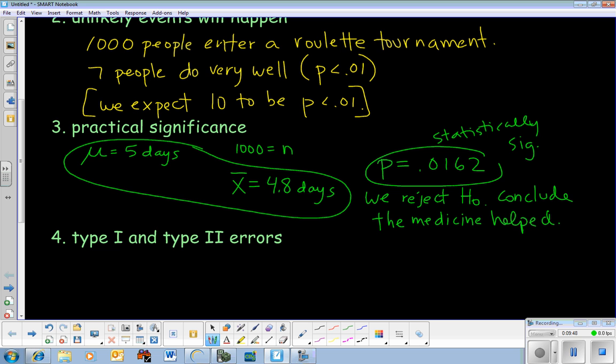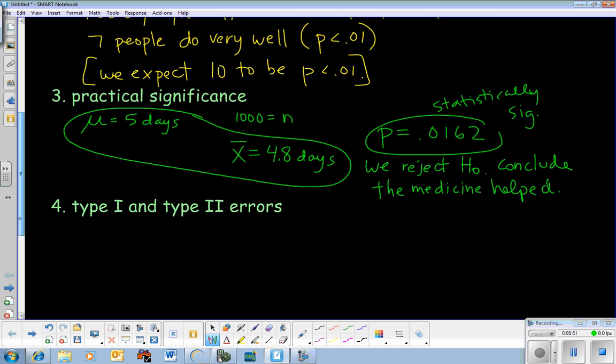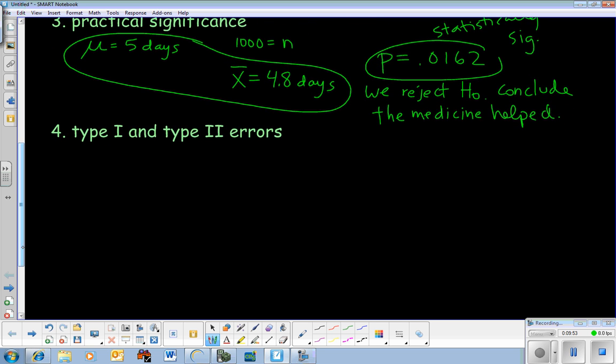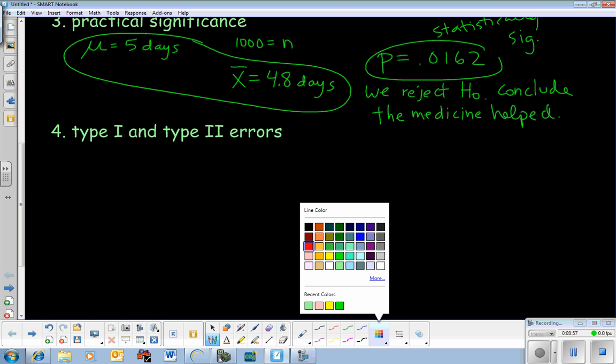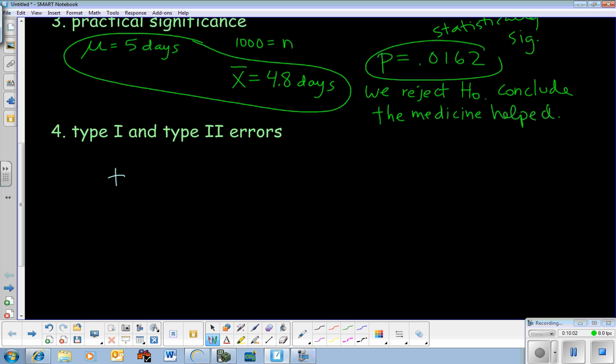Another topic of discussion of significance tests. All right, type 1 and type 2 errors. There's two things that can go wrong when you're doing a significance test. Every time you're going to make one of two decisions. Either I reject or I fail to reject the null. And either one of those could be wrong. All of stats is based on inference. This is based on making our best guess, our mathematical best guess based on the sample we took.